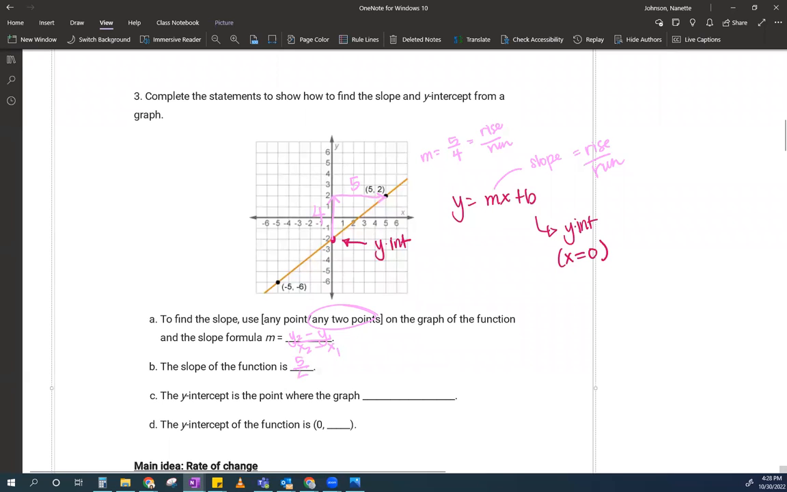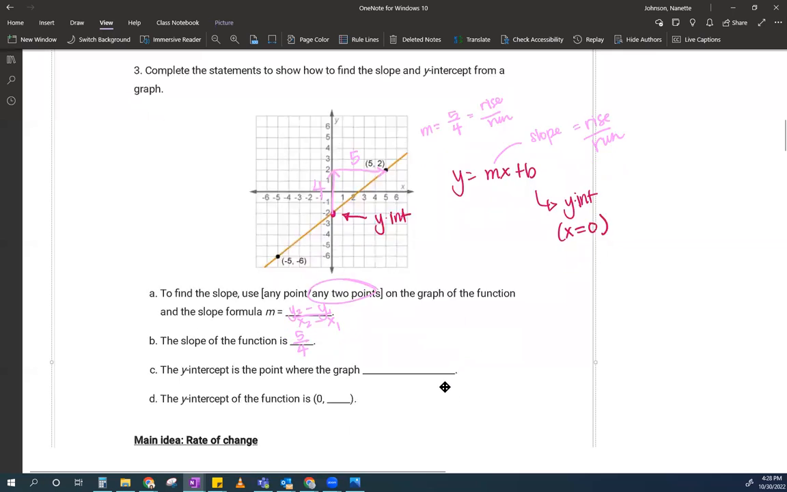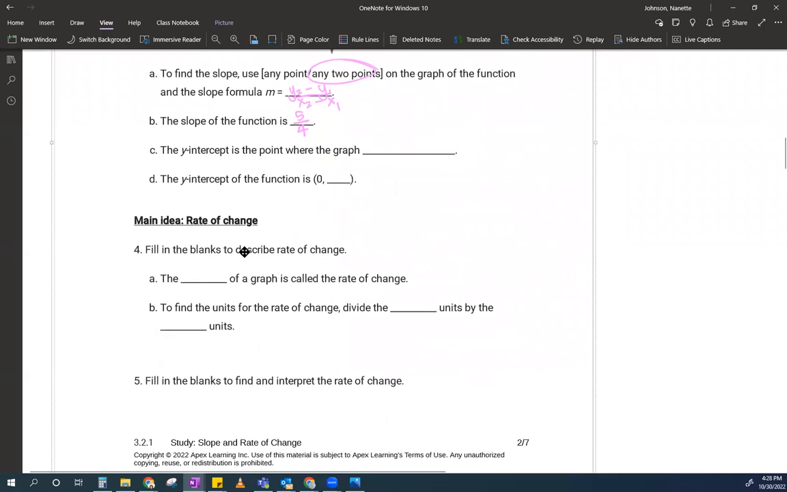All right, let's move on. It's still kind of showing up slowly, so I'll leave it up there.